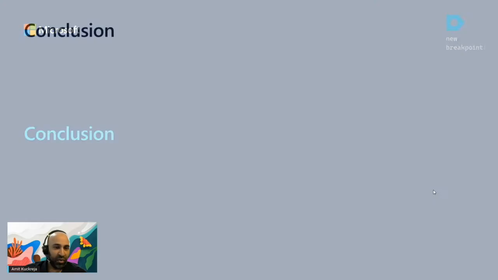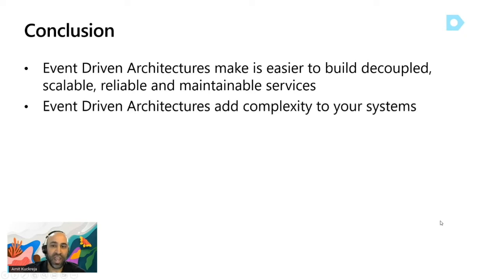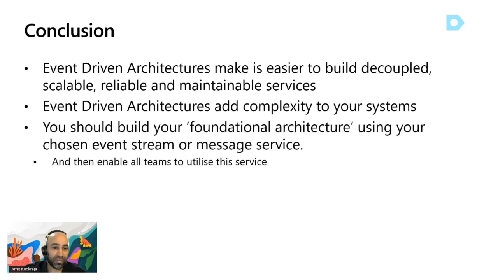So, just a quick conclusion: event-driven architectures make it easier to build decoupled, scalable, reliable, and maintainable services. Now, the word I should put in there is resilient. I think event-driven architectures help make your solutions a lot more resilient to issues in individual services. It does add complexity to your systems and makes it harder to observe. You need to decide if this trade-off is worthwhile.